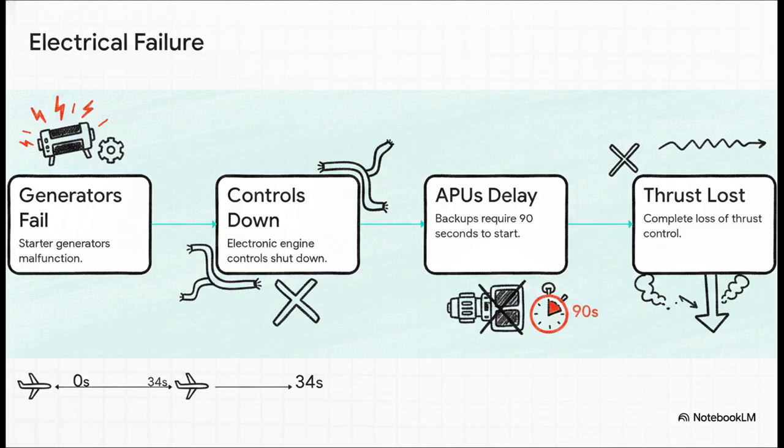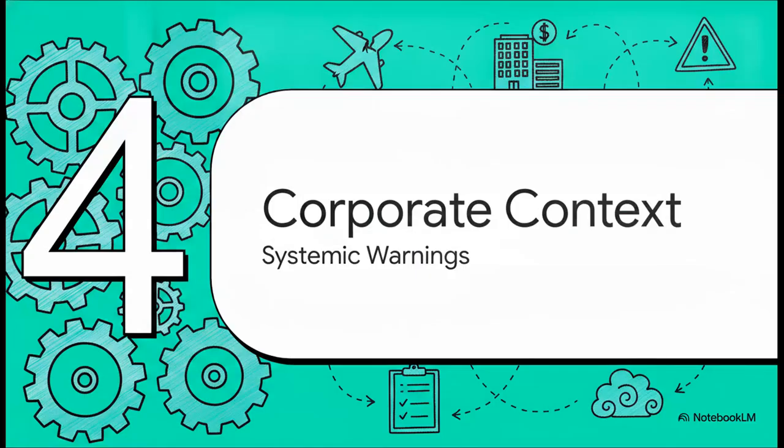And if you remember our timeline, AI-171 was only in the air for 34 seconds. They simply didn't have the runway, literally and figuratively, for the backups to kick in, resulting in a complete loss of thrust control.